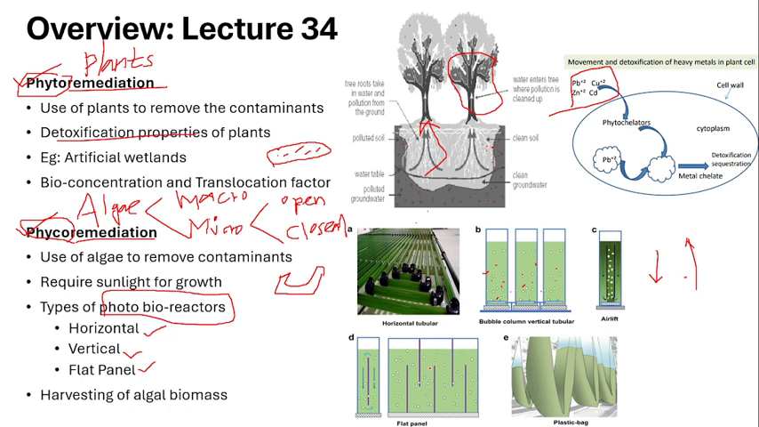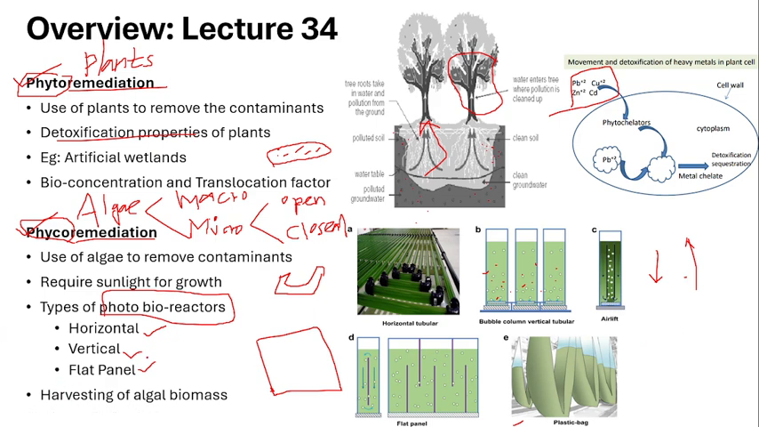And next, this is the flat panel. These are the panels, and in the panels, the algae is cultivated. Another method is the plastic bag. This plastic bag method is nothing but cultivating algae in plastic bags.